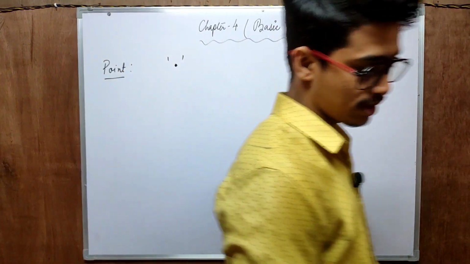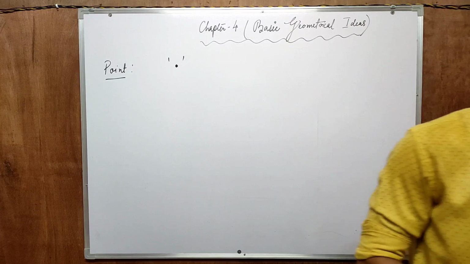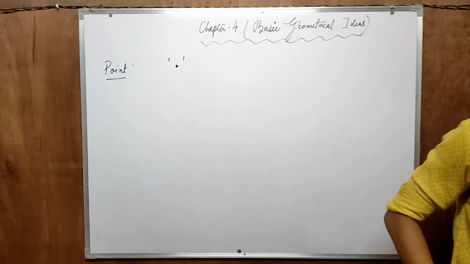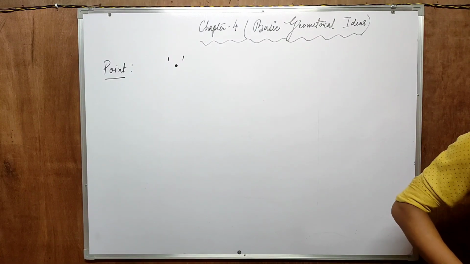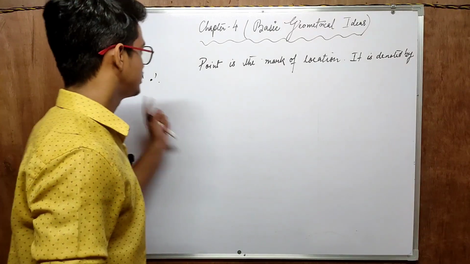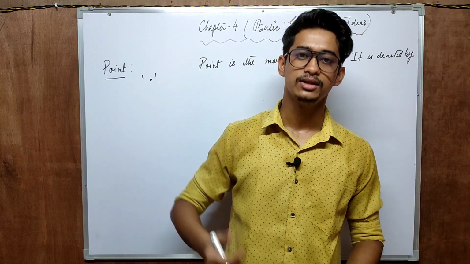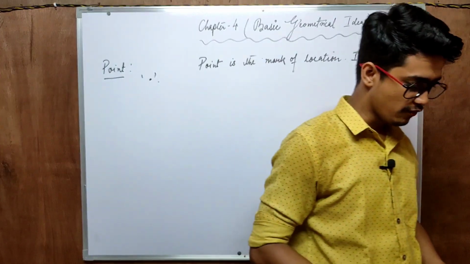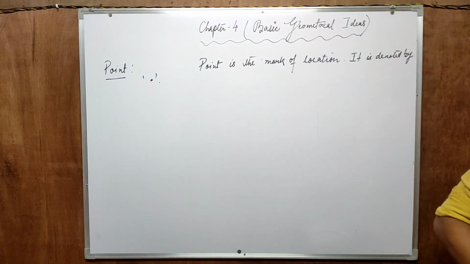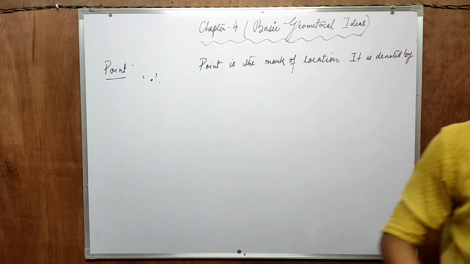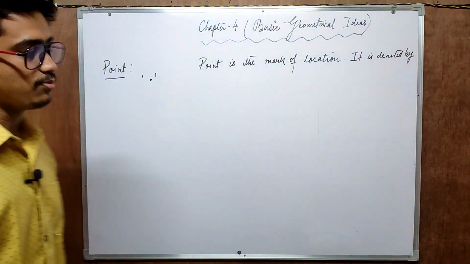And after that, what is the definition of a point? A point is a mark of a location. So this is the first definition, or you can say the first concept of this particular chapter. Later on, let's move on to our next part, that is called collinear points.